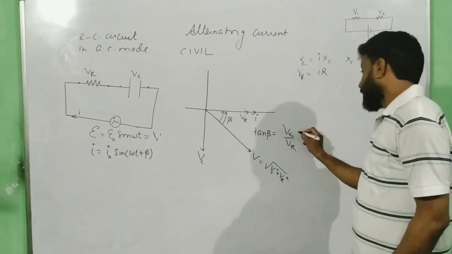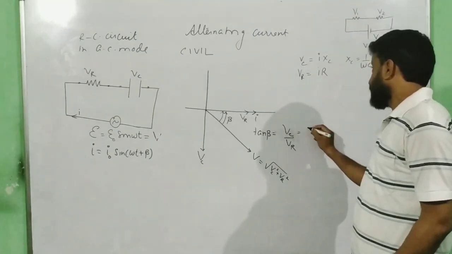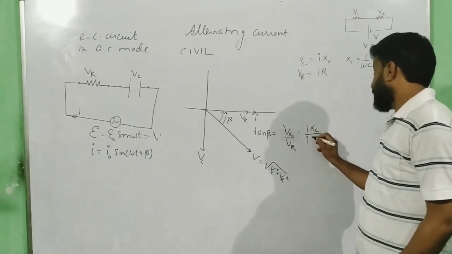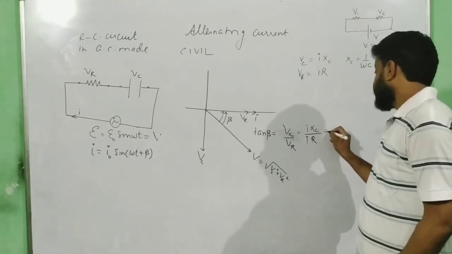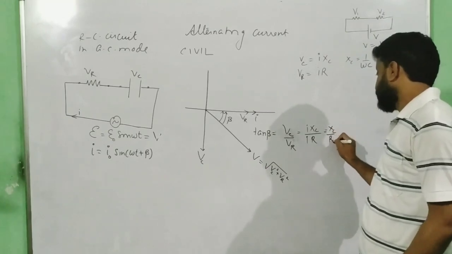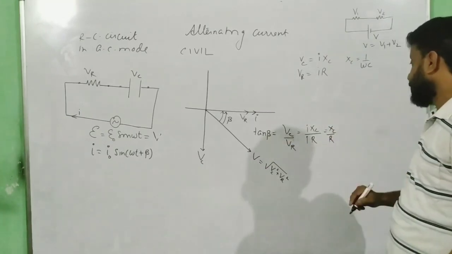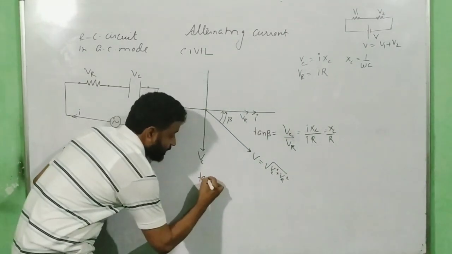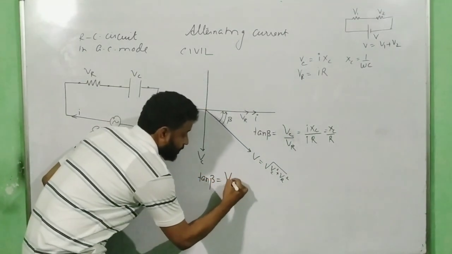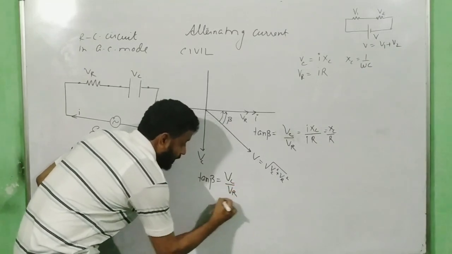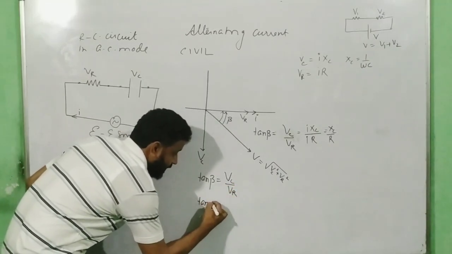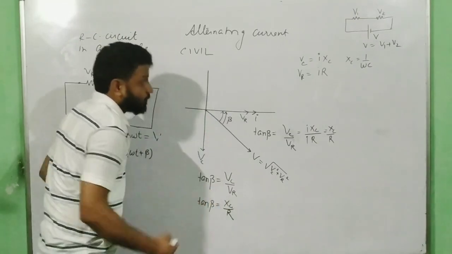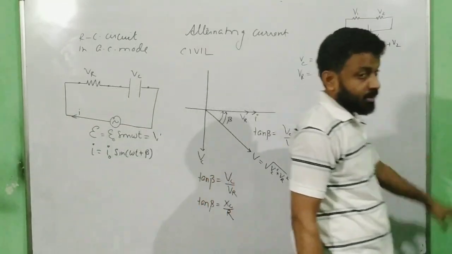Okay? So I can write VC here as I times XC, and VR I can write as I times R. And I gets cancelled out, so you have got the next formula. Tan beta is also equal to XC by R. So either if the question deals with potentials, then you can find using this formula, or if the question deals with resistance and reactance, then you can use this formula of XC by R. But don't forget, XC is equal to 1 by omega C.